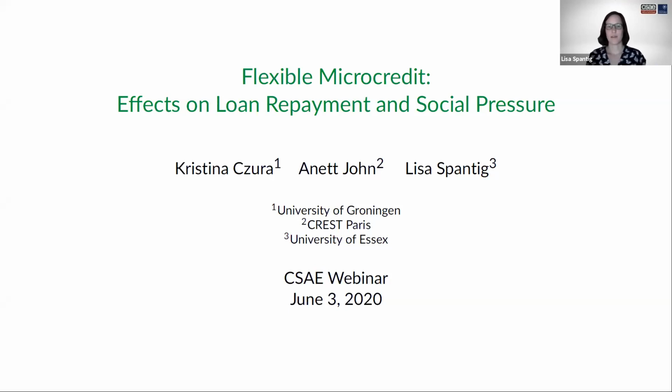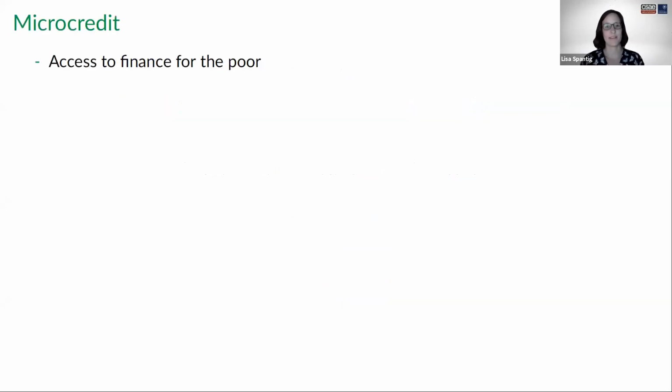So this is going to be about flexible microcredit and what effects we see on both loan repayment and social pressure. And let me jump right in. Why do we care about microcredit? Well, it's one of the ways to provide access to finance for the poor.